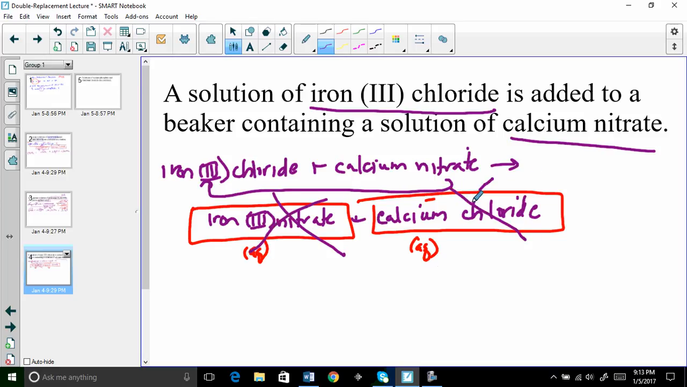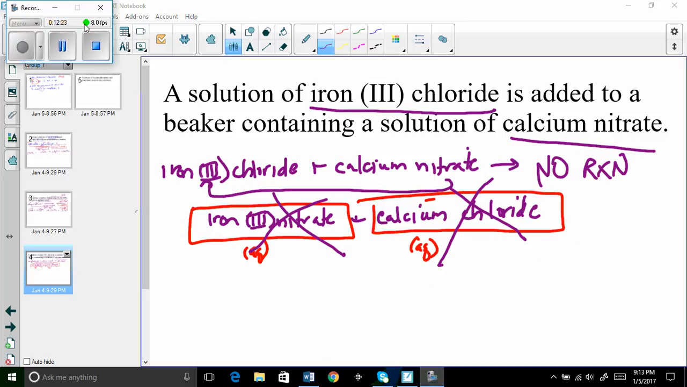And when that happens, it's your favorite. You put big X's here, and the correct answer is no reaction. When you put iron 3 chloride and calcium nitrate together, nothing happens. If you remember back in the 8 solution lab, there were a lot of no reactions.